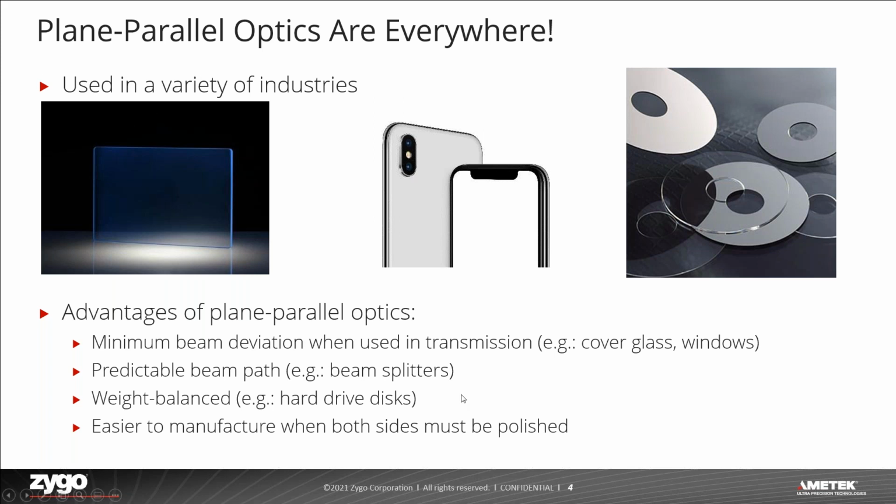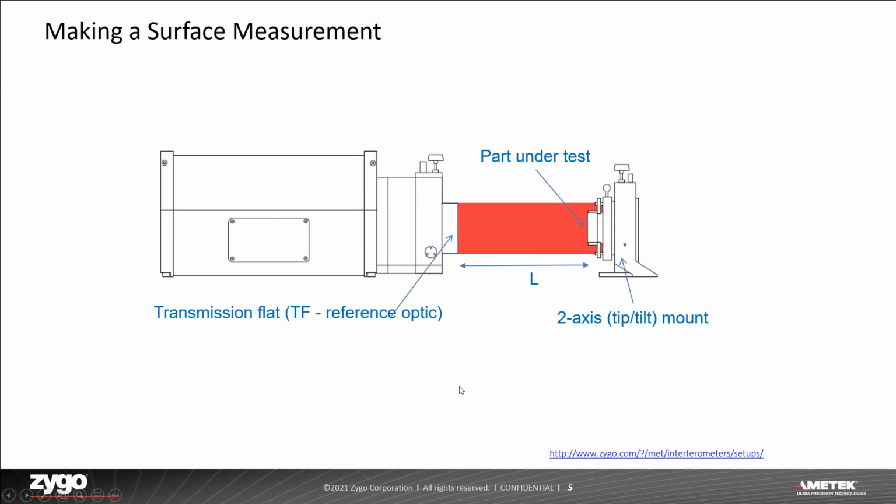To do that, we want to start with why this is a problem. So let's go back to the basics of making a measurement. Here's our basic setup with our laser Fizeau interferometer. You have your interferometer here with a reference optic, what we call a transmission flat, or TF, aligned to the optical axis on the front. You then have your part under test, the one you want to measure, some distance L away, what we'll refer to as the cavity, that's also aligned to the optical axis of the interferometer.